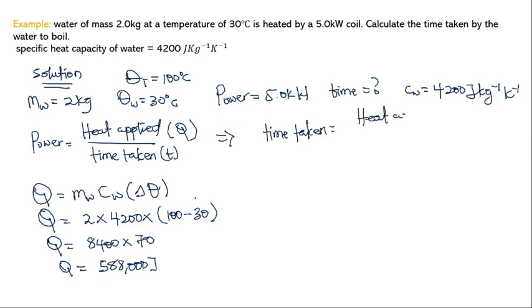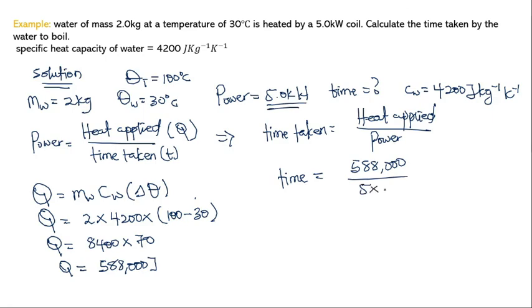The ratio of the heat applied to the power of the core. So it means our time is equal to our heat, which is 588,000, over the power, which is what we have over here, 5 kilowatts. So we have 5 times 10 raised to the power 3 for the kilo. All right, so our time is equal to the ratio of this, which is equal to what?